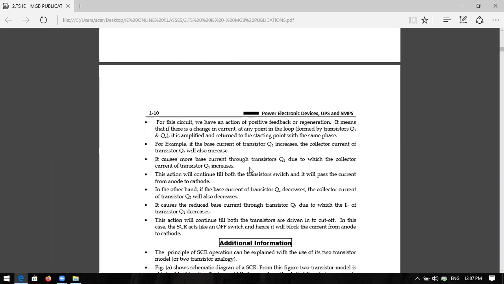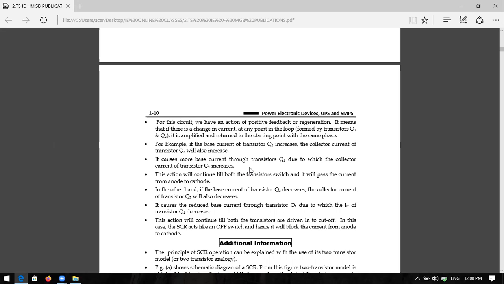So what type of feedback will be generated here? It is called positive feedback. It is feedback because the output of the first one is given to the second one, and the output of the second one is given to the first one. And it is positive feedback because you are increasing the energy, the amplitude levels. The amplified collector output of the first one is given to the second one, and the second one's amplified output is given to the first one. So it is positive feedback and it is increasing the energy.